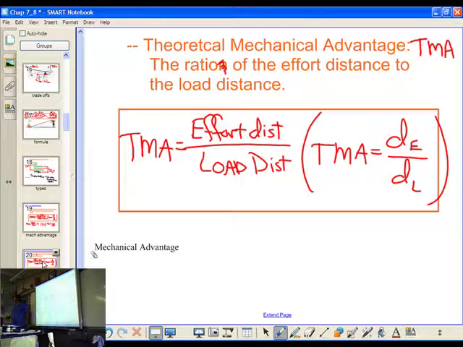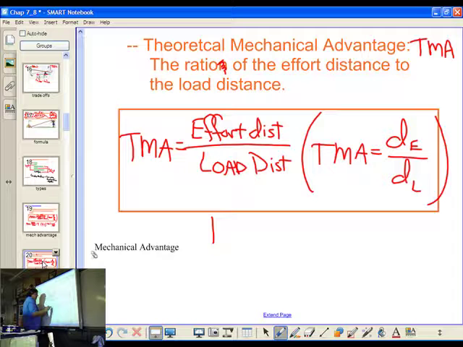And notice we base TMA on distances. Actual is the force. Theoretical is the distance, because the distance has to do with the geometry of the situation. Geometry doesn't change. It has a fixed geometry. But how much force you get out depends on things like friction and stuff like that.